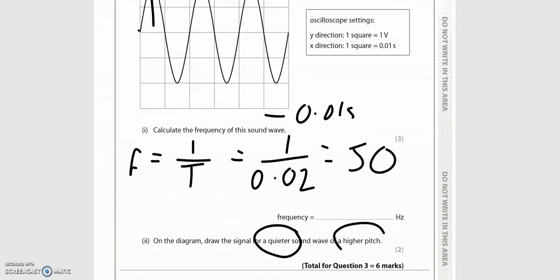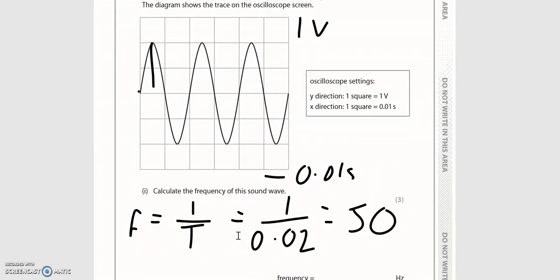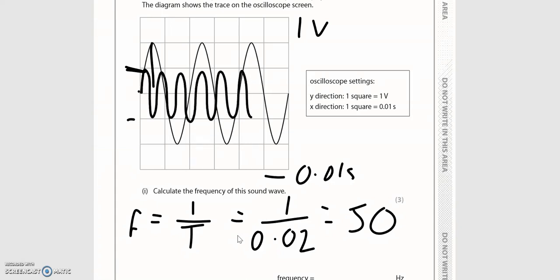But then you also need a higher pitch. So pitch is linked to frequency. If you have a higher pitch, you need a higher frequency, which means you need more waves per second. So a lower amplitude means that your peak should be lower, and a higher pitch or higher frequency, you need to have more of the peaks. So any wave where it is smaller, but there's more of them.